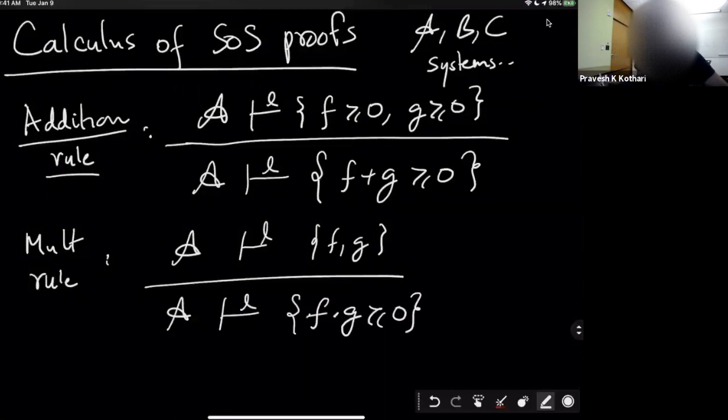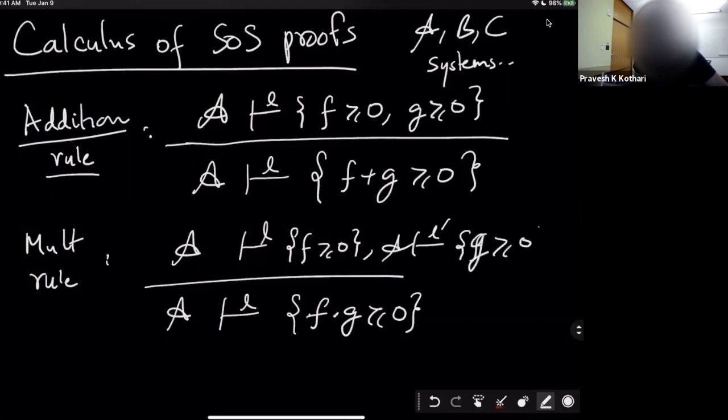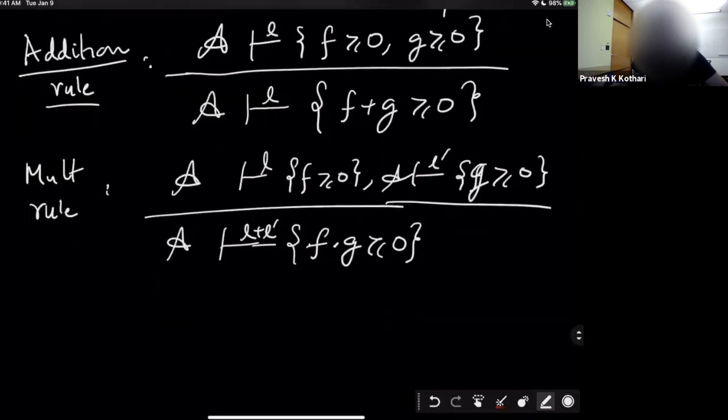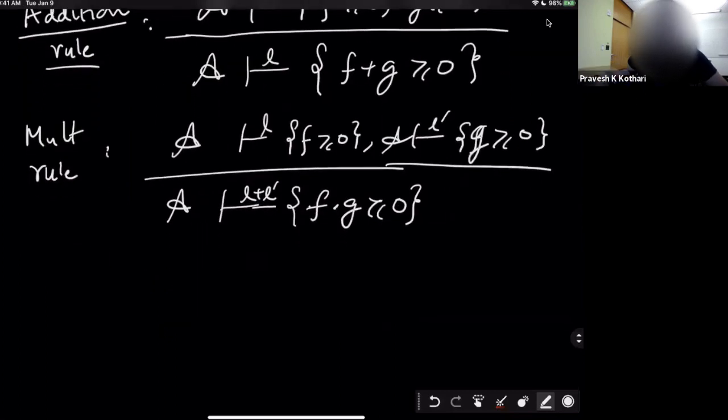You are right. So actually, maybe the way to write it seems like I do have to write it like this. Then there's an L plus L prime degree proof that FG is bigger than or equal to 0. I hope you see the proof for this too. But this time you're just going to take the product of the representations, and note that degrees of polynomials add when you multiply them. So that's why L plus L prime. Good. So you now know the multiplication rule.